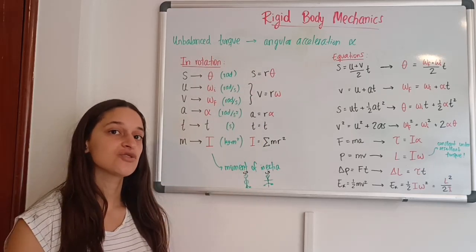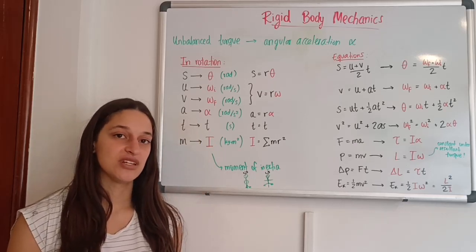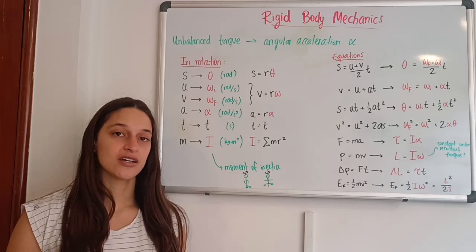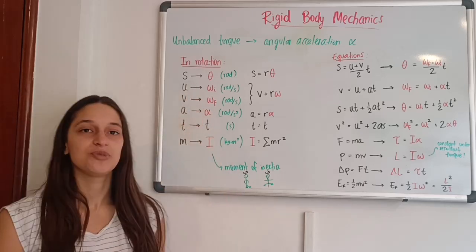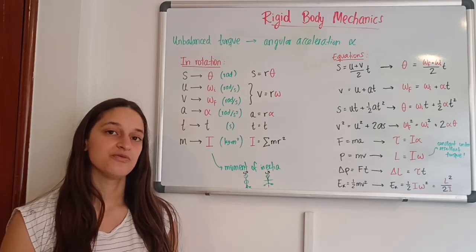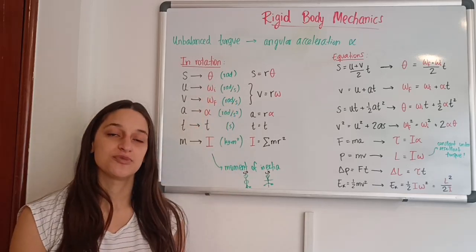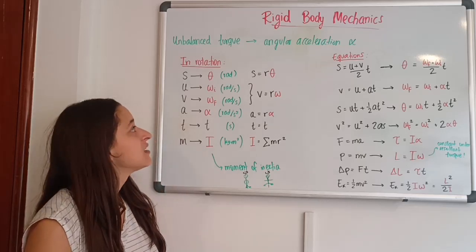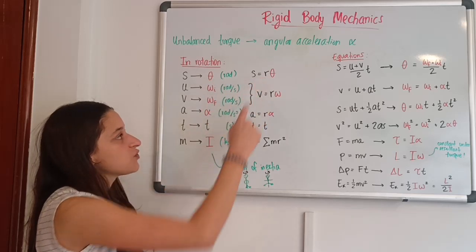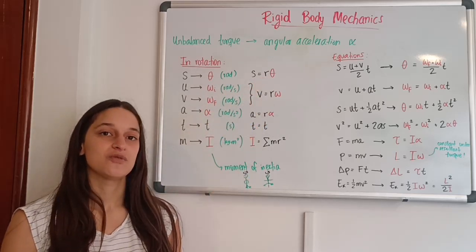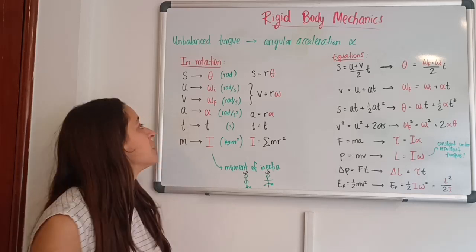So that leads us to describe a new set of variables, very similar to the ones that we have been using for linear motion, but talking about rotational motion instead. So first we have S, which used to be our displacement, which is going to be converted into theta, which is now called the angular displacement, and it's measured in radians. If we want to convert from the displacement to the angular displacement, we just multiply the angular displacement by r, which is the radius of the rotation of the object.